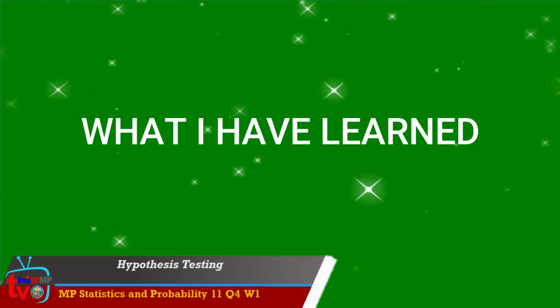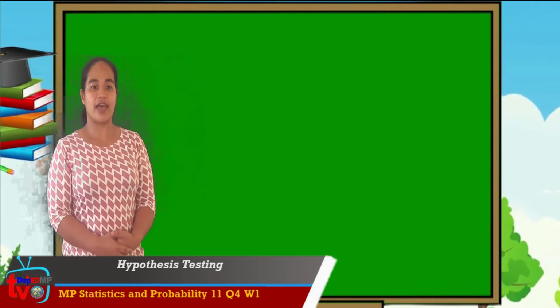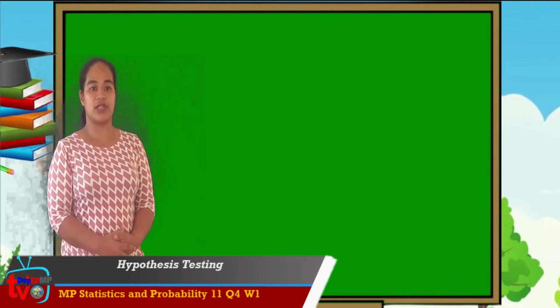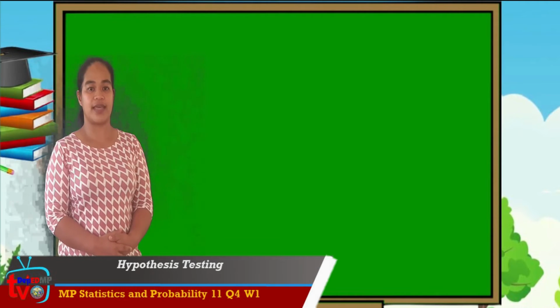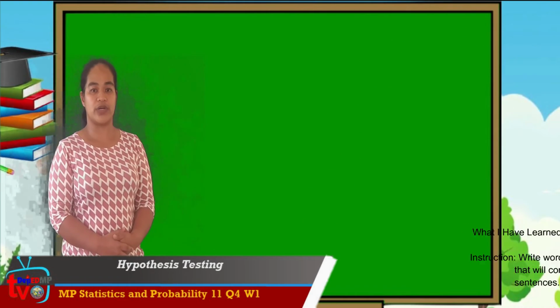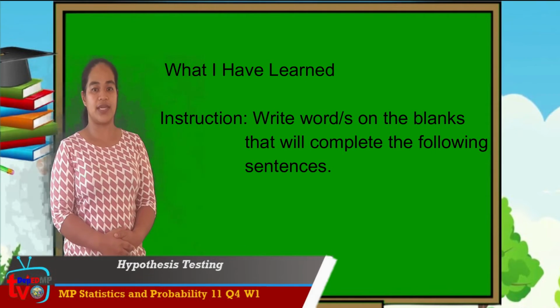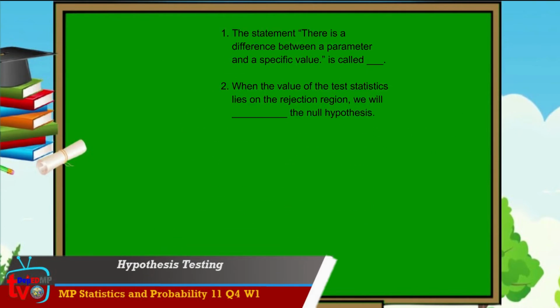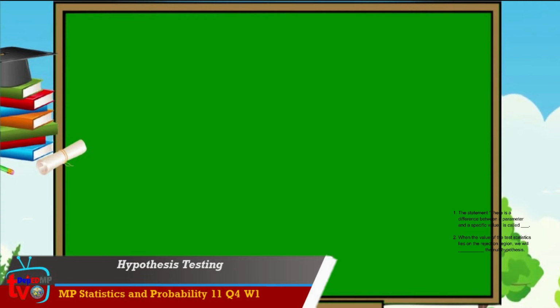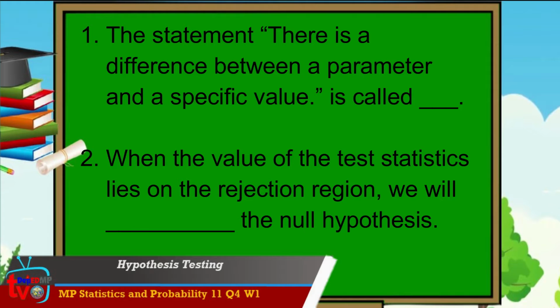Very good. Let's learn something by doing Activity 3. Write word or words on the blanks that will complete the following sentences. Number 1. The statement, "There is a difference between a parameter and a specific value" is called blank.